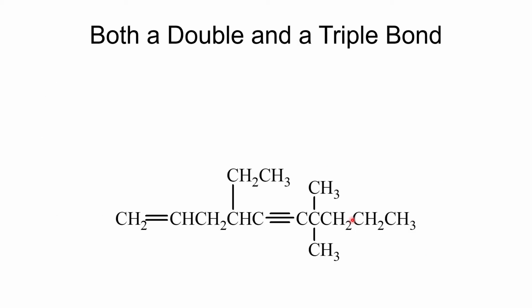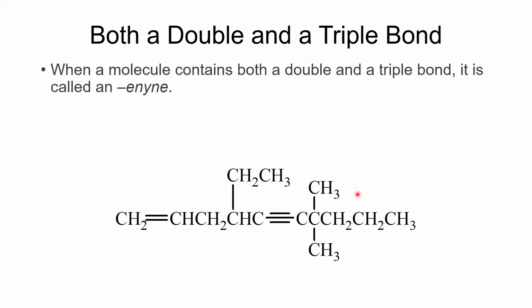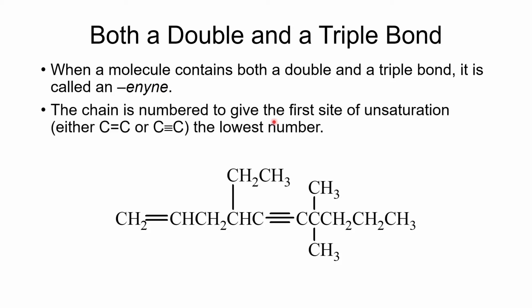All right. In the scenario where we have a double and a triple bond, we're going to call that an enyne. So an enyne. The ene is for the double bond, and the yne is for the triple bond. All right. We want to number the chain to give the first site of unsaturation the lowest possible number. And it can be either the double bond or the triple bond. It does not have to be the triple bond first.